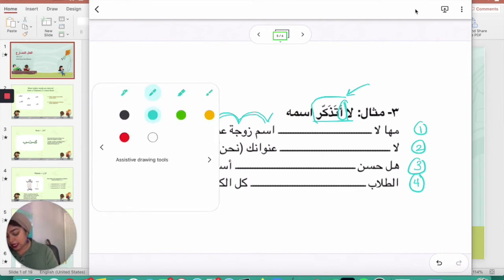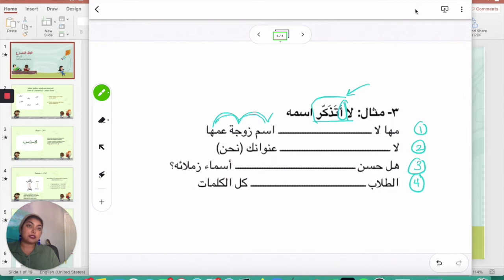If I'm saying maha, so the way that you want to do this, if you're still confused, think about what pronoun is associated with that person. So if I say maha, would it be maha I don't remember? How would we say maha doesn't remember? It's maha she doesn't remember. So the pronoun here is hiya.